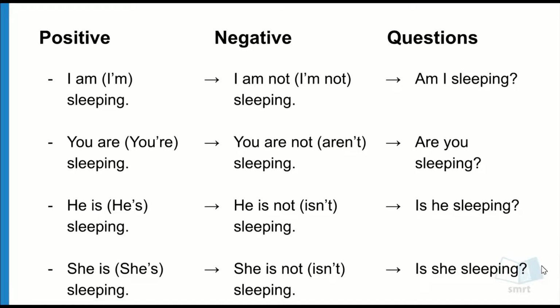We have here the form of the present continuous. In positive sentences, we use the subject, the verb be as am, is, are, and the verb with the ing ending. For the negative form, we use the subject, the verb to be, we add not, and the verb in ing, and we can use contractions here, like I'm not, you aren't sleeping, he isn't sleeping, she isn't sleeping, or she's not sleeping, okay? And for questions, remember that we use first the auxiliary verb, which is be, then the subject, and then the verb in the ing ending.